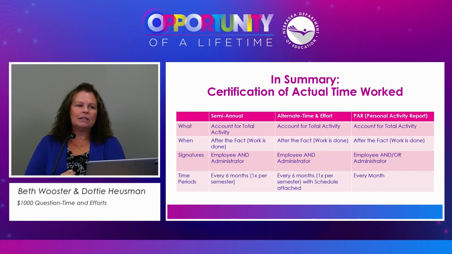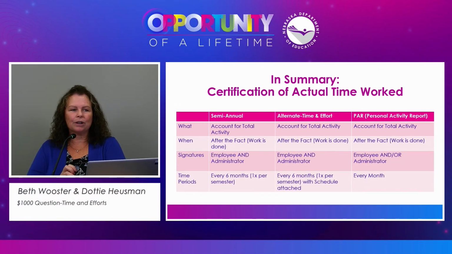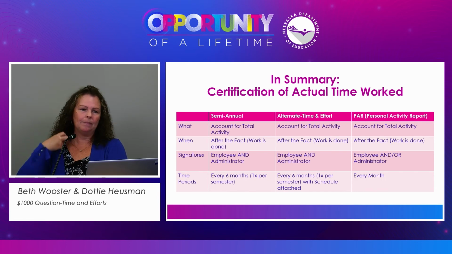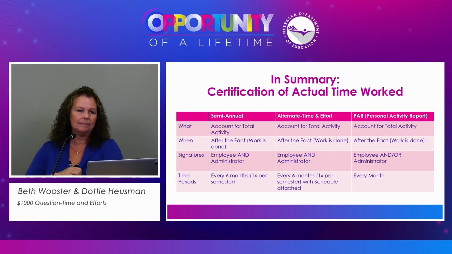All right. So in summary, certification of actual time worked. There's the semi-annual, there's the alternate time and effort, and then there's PARs. So the what: all of them are the same. They account for the total activity. The when: they're all the same. They have to be after the fact. So the work has to be done before they are signed. They all have to have signatures. Employee and administrator is best. With the PAR, you can get by with the employee or the administrator. Or if an employee were to leave prior to signing, sometimes you can have just the administrator sign and explain why the employee did not sign.